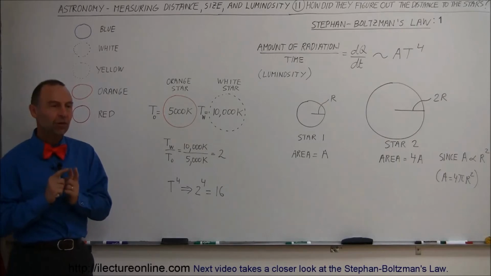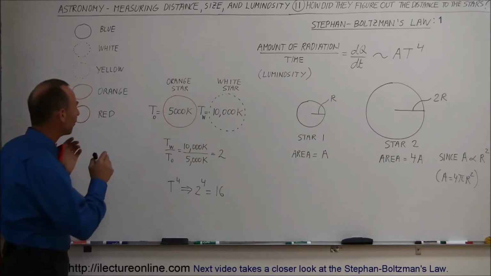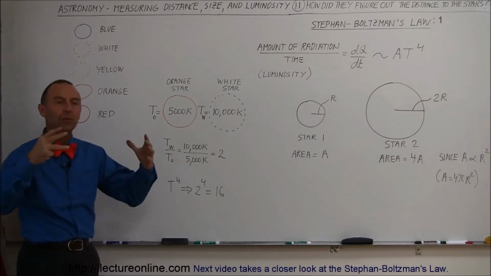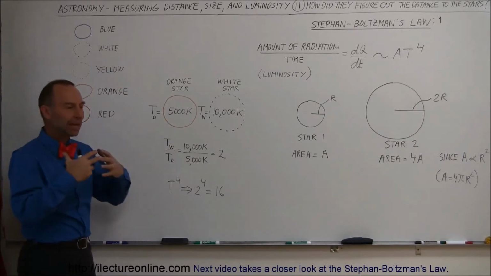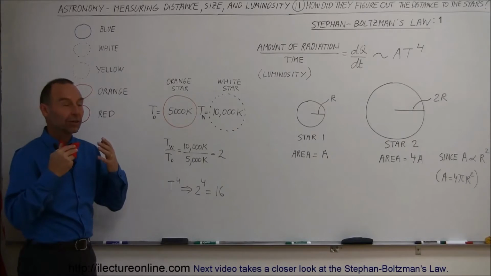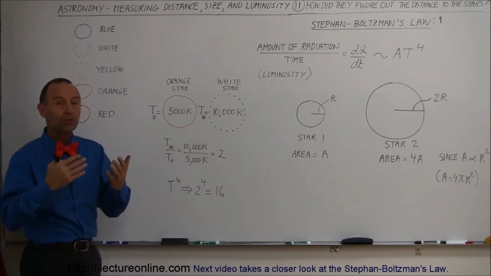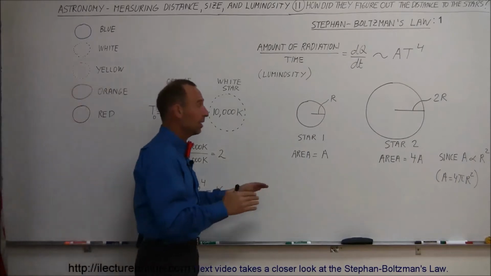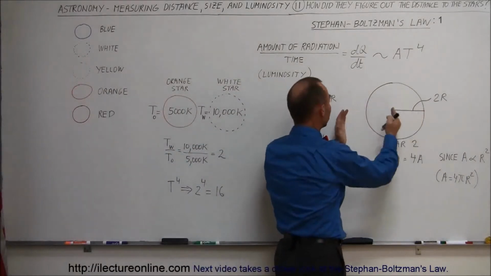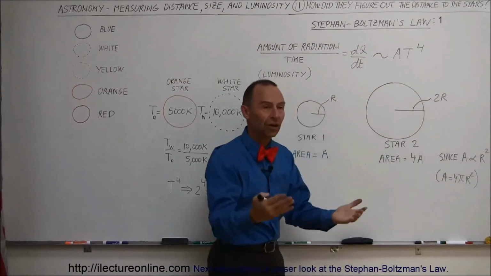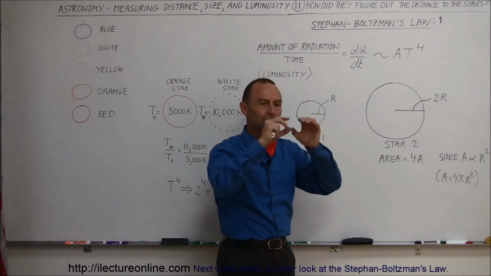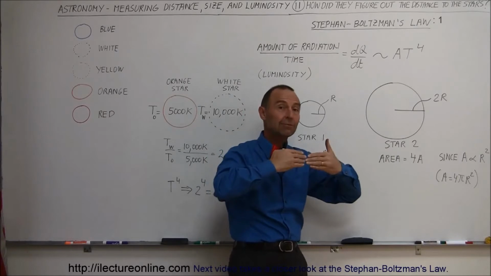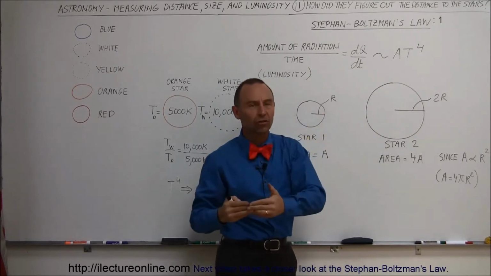The Stefan-Boltzmann law was developed in an understanding that the amount of light or the amount of energy being emanated from a star depends not only on the temperature but also on the size of the star, because obviously if a star is bigger than another star, there's more surface area, and if the amount of radiation per unit area is the same for both stars, of course the bigger star will emanate more energy than the smaller star.